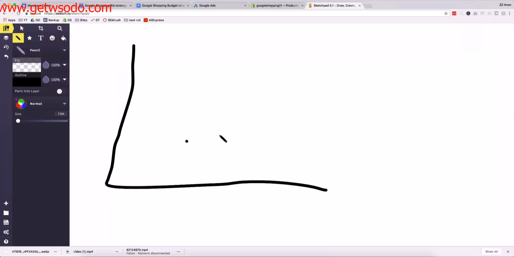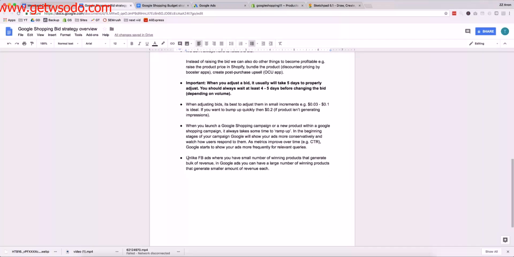So at the start, say you start off with a 40-cent bid for all your products, it's not like you're going to turn your campaign on and your clicks will just go like this. That's not what's going to happen. It's going to be more like this. Your clicks will come up over time and it will take up to a week to ramp up to a stable level. So just remember that.